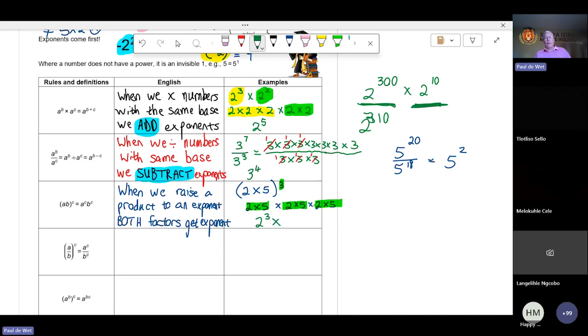How many 5's have I got multiplying altogether? 3 as well. So I can write that like that. Okay, what we'll see is that when we've got a product raised to an exponent, each piece must get the exponent.